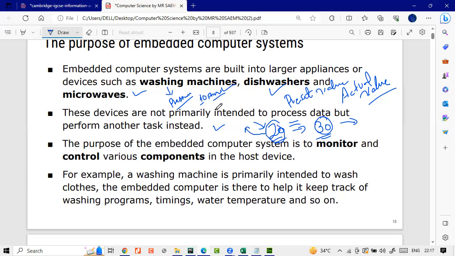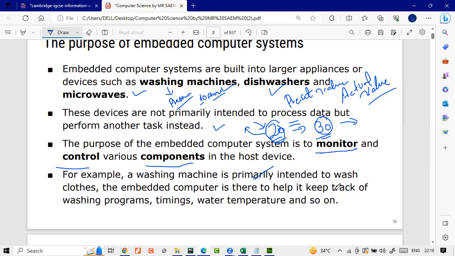The purpose of an embedded system obviously is to monitor and control various components. I just told you the example that I was giving you. It will keep on monitoring, and if it exceeds, it will obviously stop it, right? So this is what embedded systems would do. You can take any example. This is how embedded systems work.